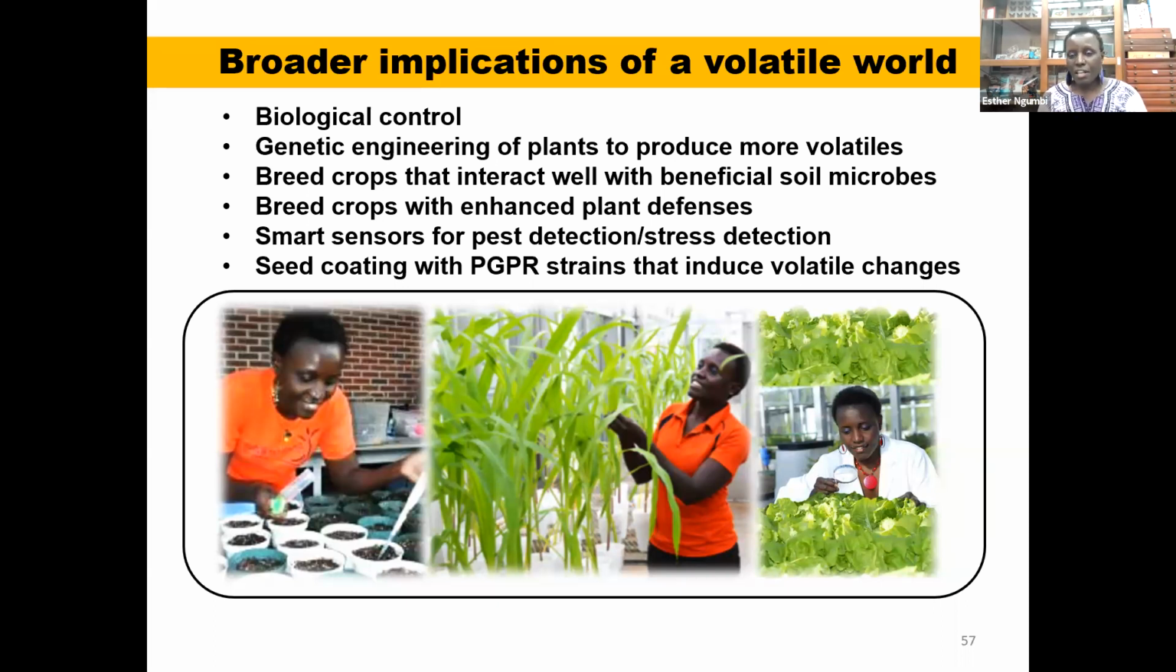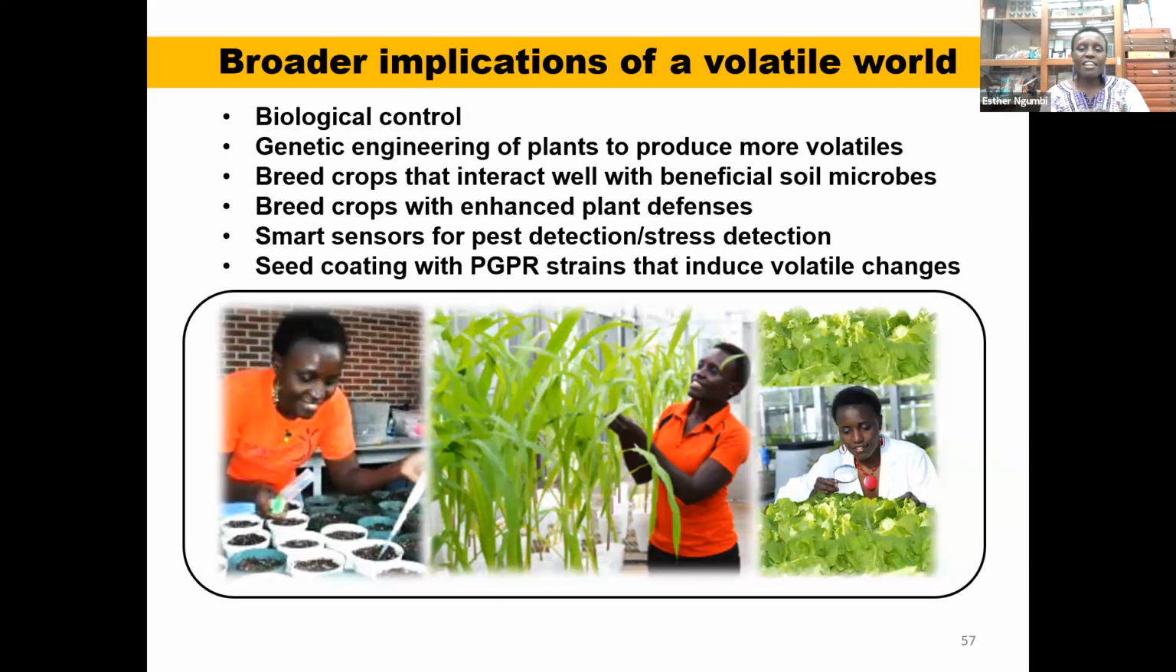And further, we can use chemistry to build smart sensors that are able to detect pests as well as detect stress. For example, we know that water stress produces a different chemical signature.